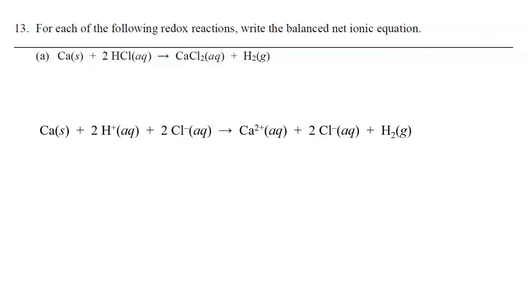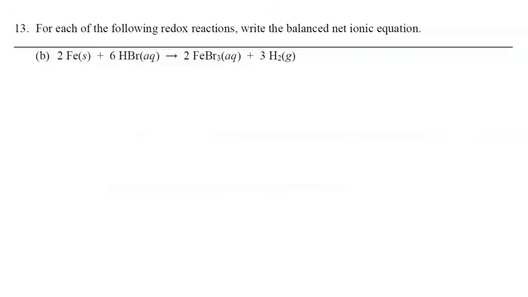We're not going to split that up at all. On the left and the right, I see chloride ions, so we can cross off the chloride ions as spectator ions. And then what remains is our net ionic equation. All right, moving on to part B.